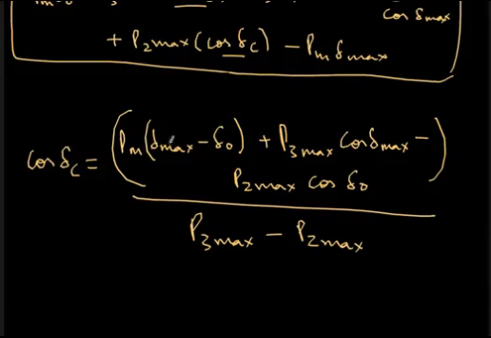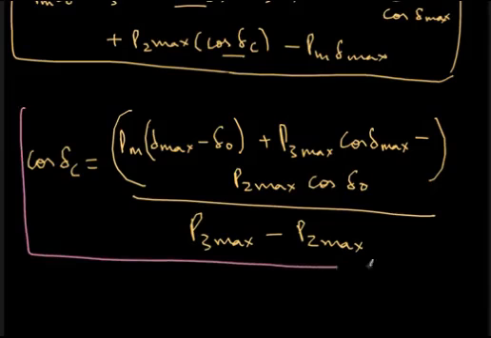So everything on the right side we know. We know P3 max, P2 max, we know delta max, we know delta naught. All these things we know. So I can find out what is the critical clearing angle. So finally, this is the formula for the critical clearing angle.